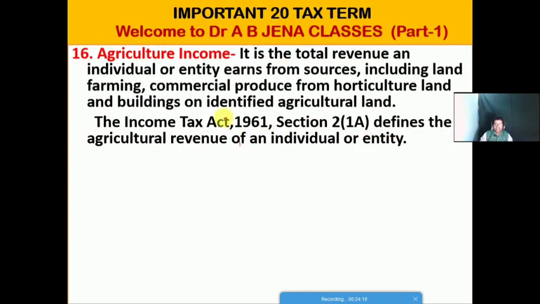So next one is agricultural income. Agricultural income is the total revenue an individual or entity earns from sources including land farming, commercial produce, or production from horticulture, and land and buildings on identified agricultural land. The Income Tax Act 1961, section 2 subsection 1A, defines the agricultural income of an individual or entity. So that is the meaning of agricultural income.